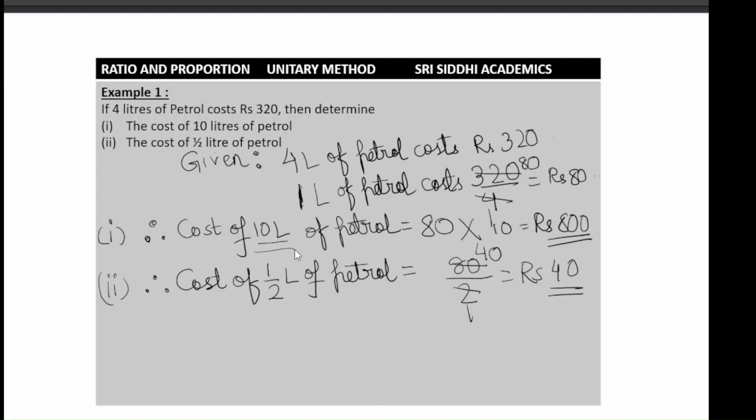Here it has asked for 10 liters, so I multiplied. Next, the question is asking for half a liter. So for half a liter, I have to halve the value of 1 liter of petrol. So I divided. With this, I hope it's clear.